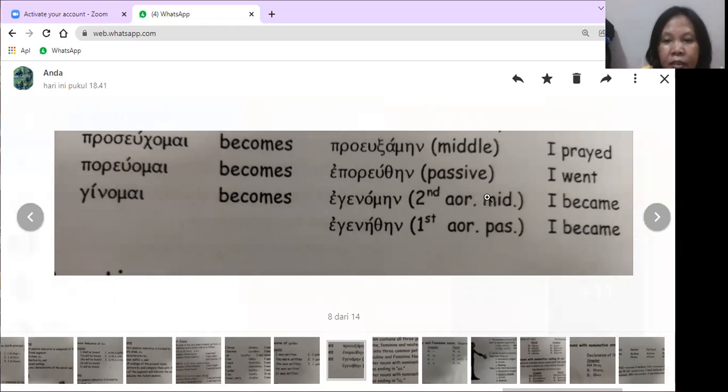That is, the aorist middle and passive of deponent verbs have the meaning of active form.